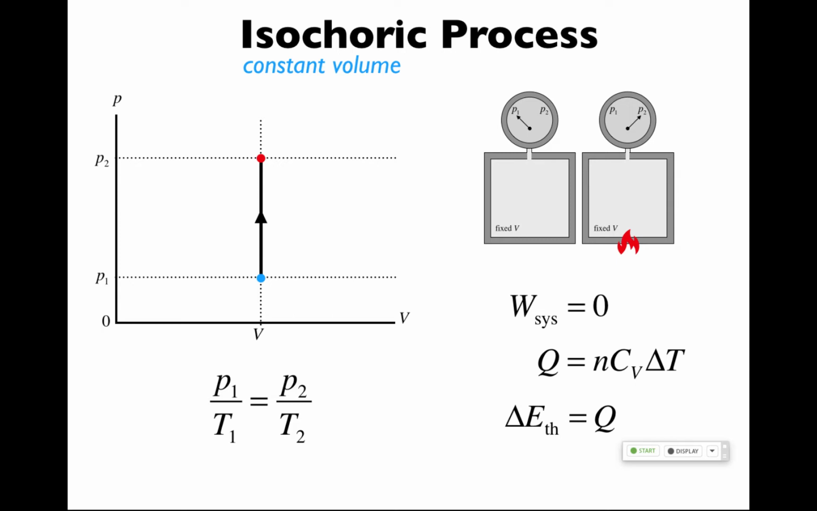So now you can calculate all the things you need to do the first law, because we know Q is this. If Q is this, then so is change in thermal energy. And we know work is 0. All right, let's talk about an isobaric process.